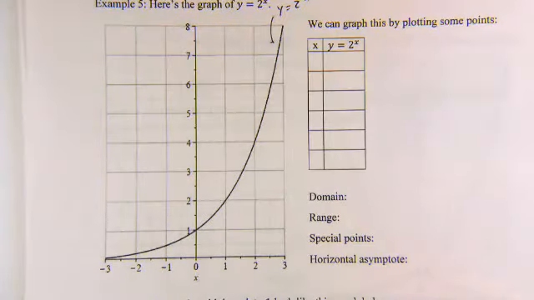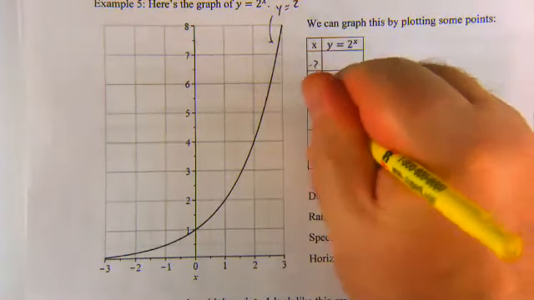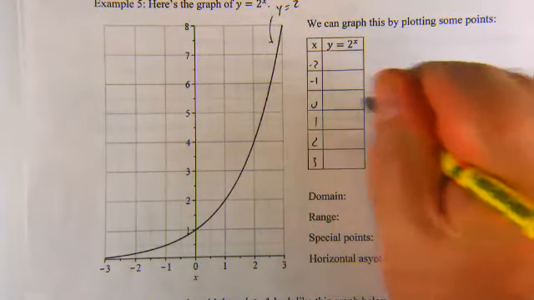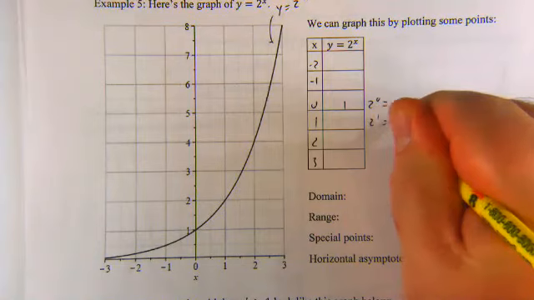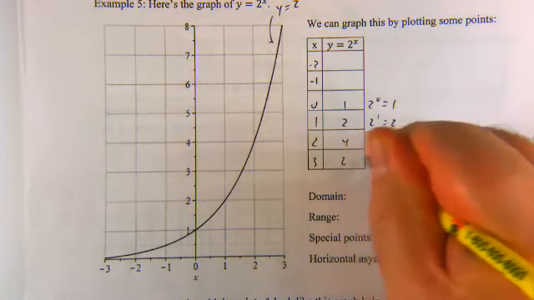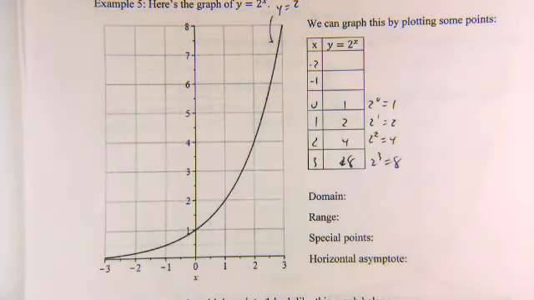What points are on that? Plotting some points is very nice. -2, -1, 0, 1, 2, 3. 2 to the 0, that's 1. 2 to the 1, well, that's just 2. 2 squared, that's 4. 2 cubed is 8. Right? So for positive numbers, that's not too bad.